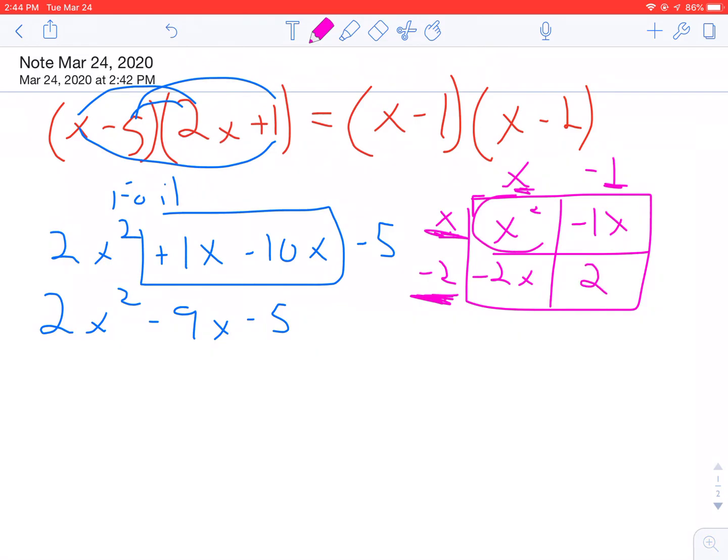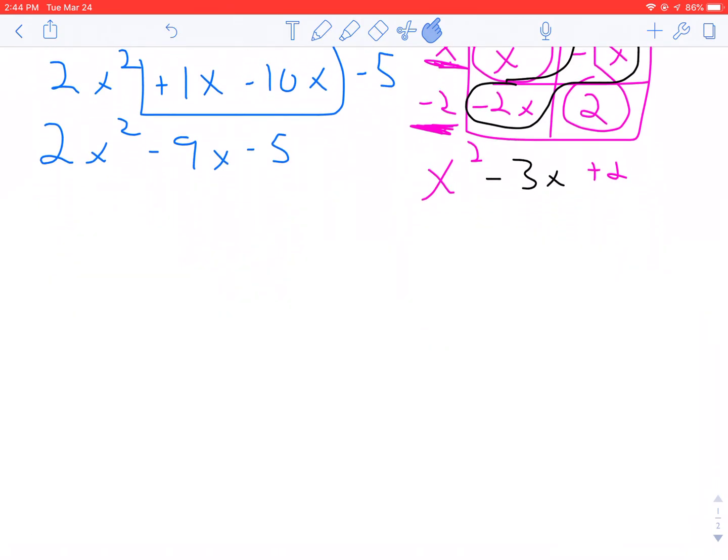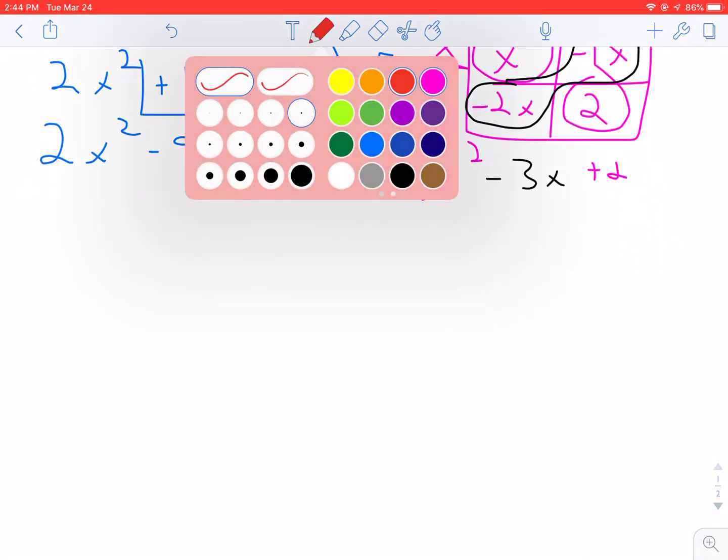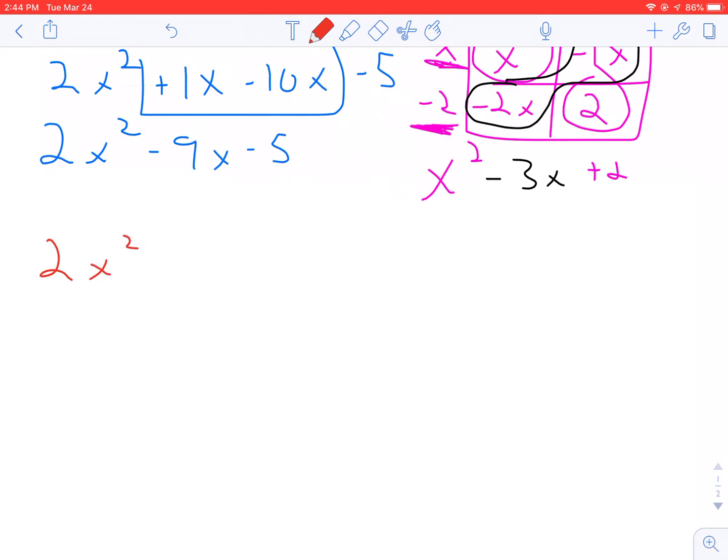Now, these will be your standalone, no common terms to combine. And if you set it up the same way I do, you will always end up having these being your like terms. You get negative 3x, and then of course you still have your plus 2. So your new equation reads 2x squared minus 9x minus 5 is equal to x squared minus 3x plus 2.